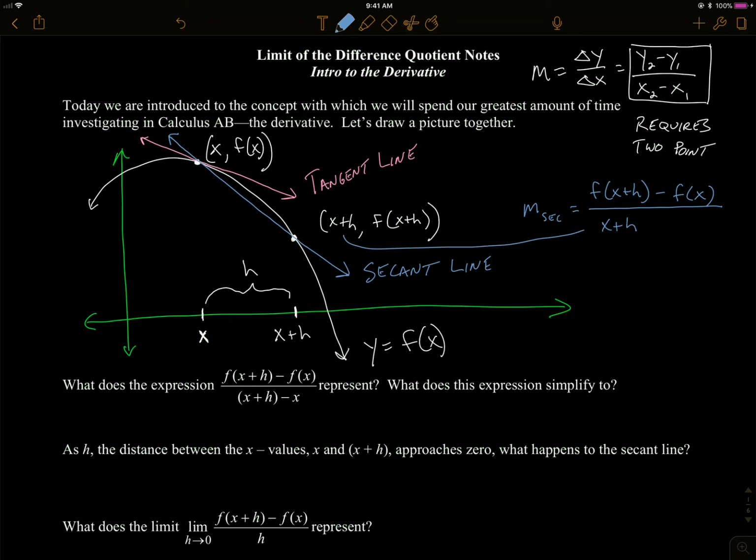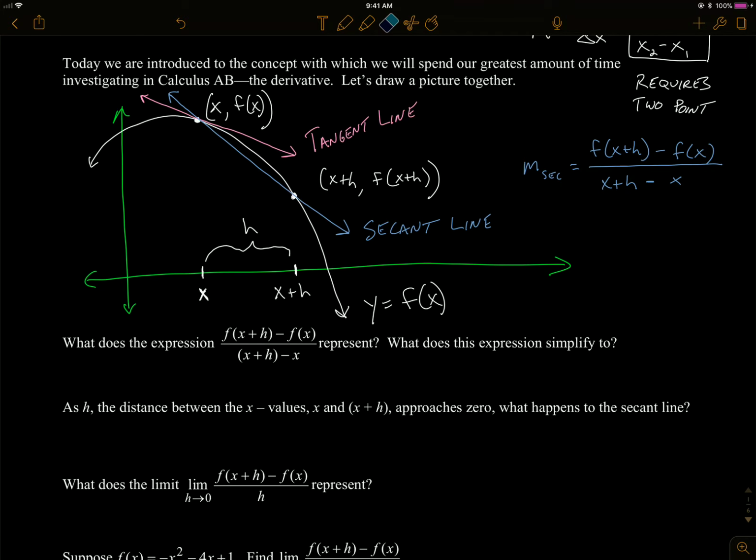So there's my x coordinate for my point minus my x coordinate for my other point. That expression right there is going to represent the slope of the secant line. And this is kind of where we're going to start off. And remember that that's going to be used essentially as an estimate for the slope of the tangent line.